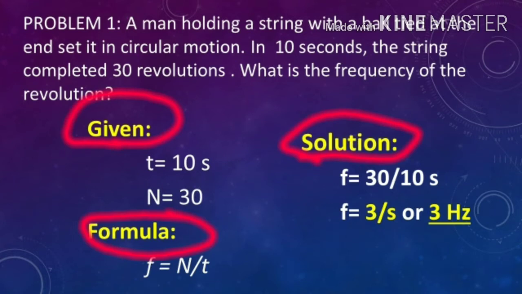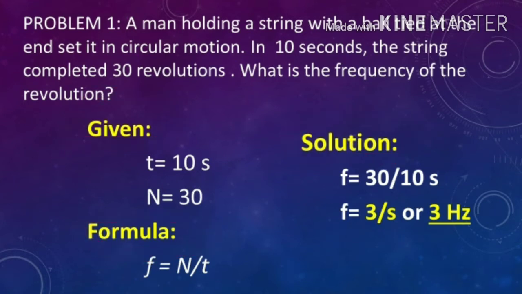First, identify the given. If you read the problem once again, the givens are 10 seconds, which is the time, and 30 revolutions, which is your n. The missing, or what is needed to solve, is the frequency of revolution. Therefore the formula we will use is F is equal to n divided by time.